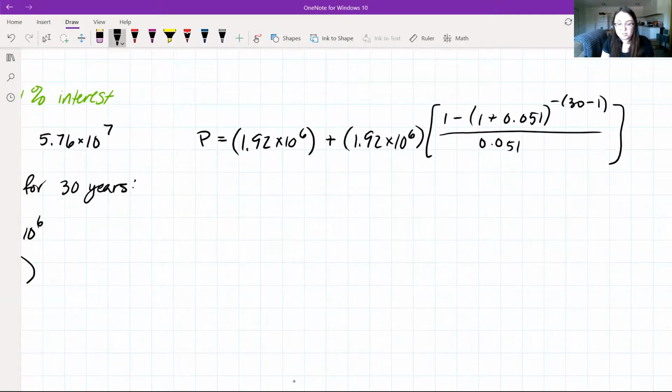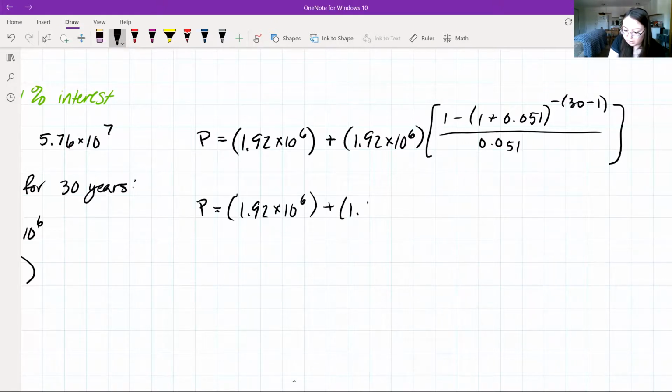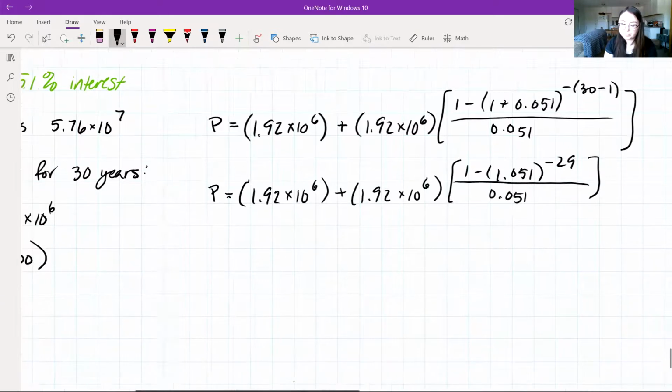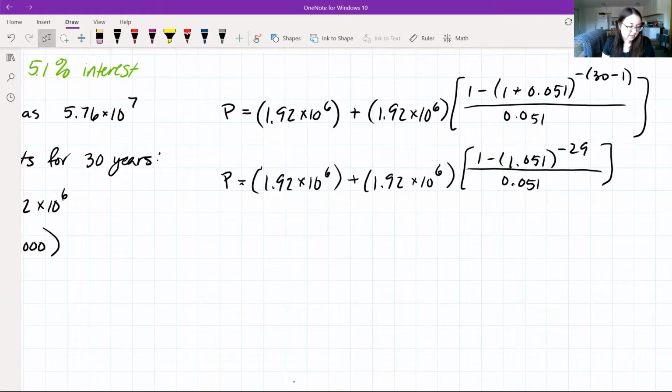So now we have this equation. And let's just simplify it a little bit. So we get 1.92 times 10 to the 6th power plus 1.92 times 10 to the 6th power times 1 minus 1.051 to the negative 29th power divided by 0.051. So now we want to calculate this value on our own. So I invite you to calculate this value.